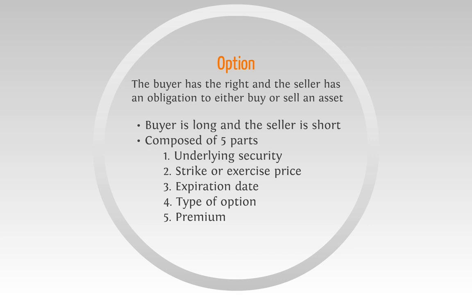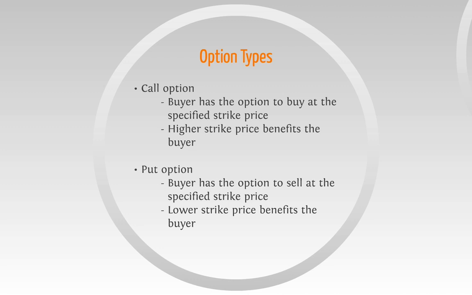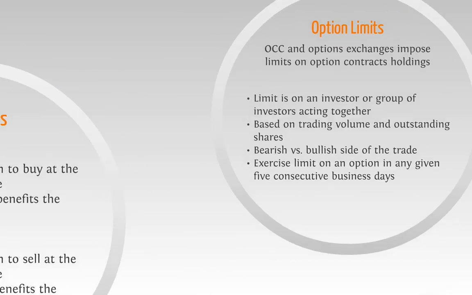The buyer of the option is long the position. The person who sells the option is short the position. There's two main option types: call options, which are the right to buy a security, and put options, which are the right to sell a security. And that's in the case where we're betting that the security price will be going down below the strike price.